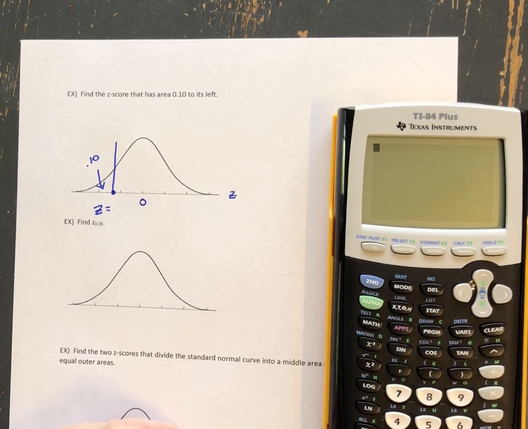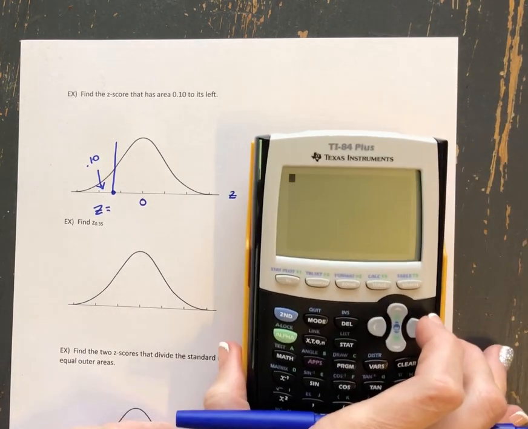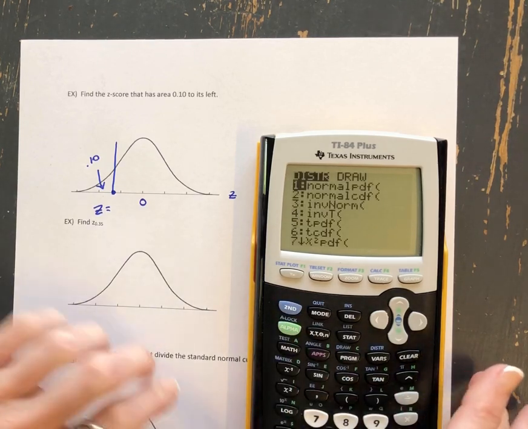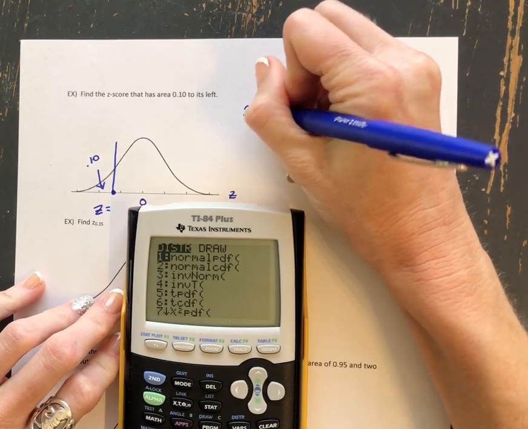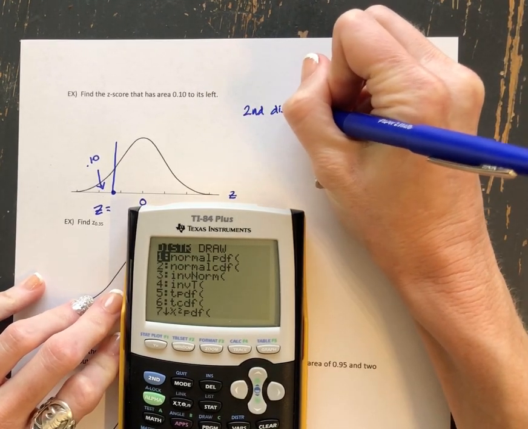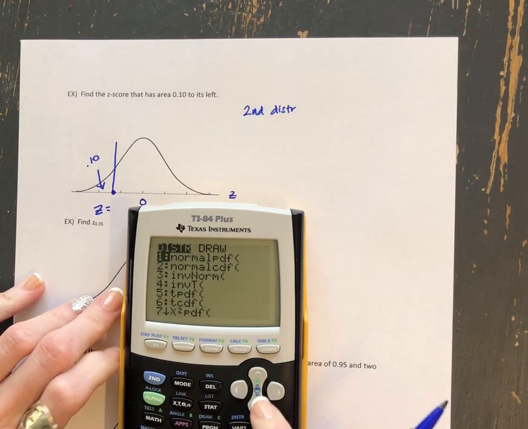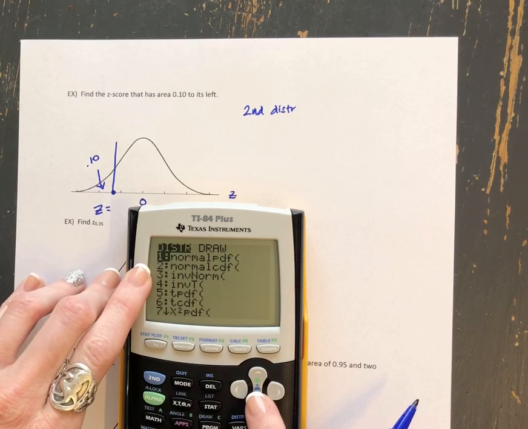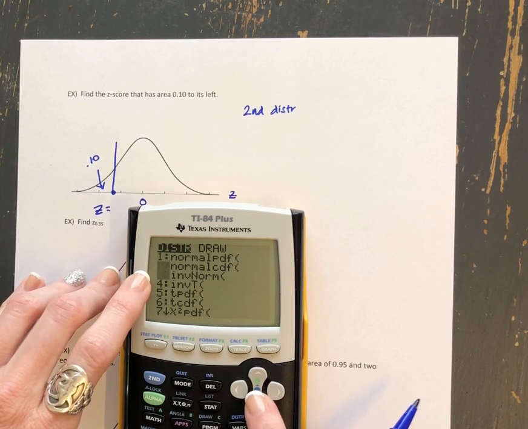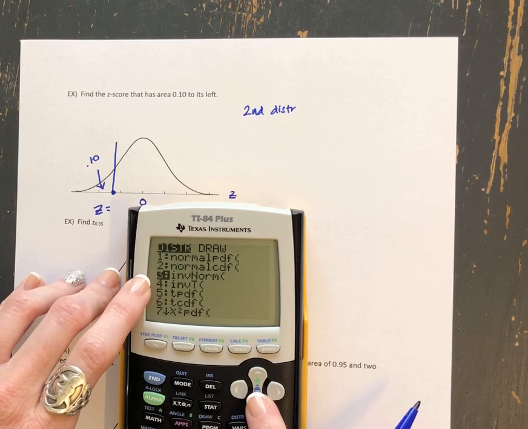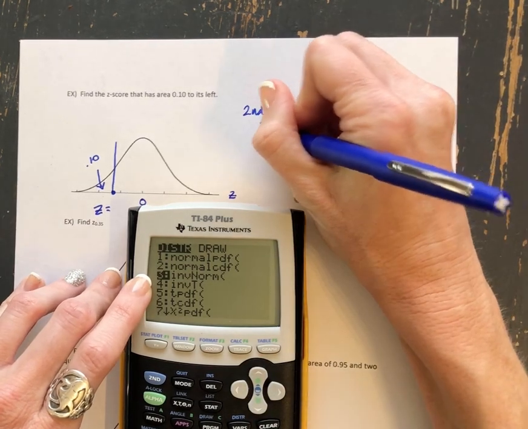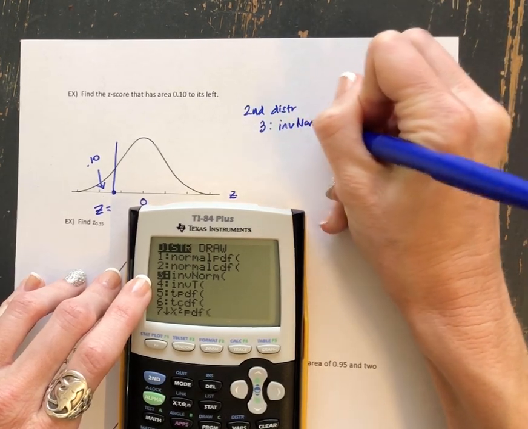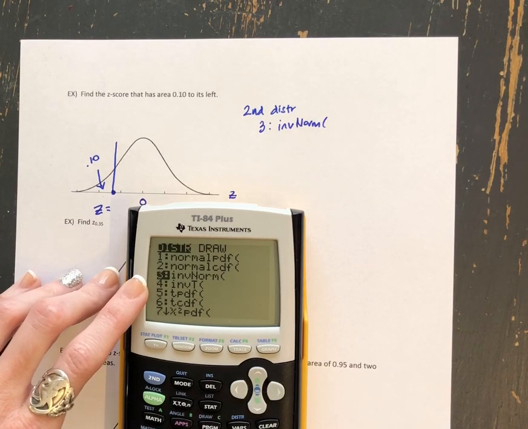Okay, and so in order to do this, we're still going to go to second distribution on the calculator. But this time, instead of choosing normal CDF, which we did when we had a z-score and wanted an area, this time we have an area and we want a z-score. We're going to choose option 3 that says invnorm for inverse normal, and hit enter.